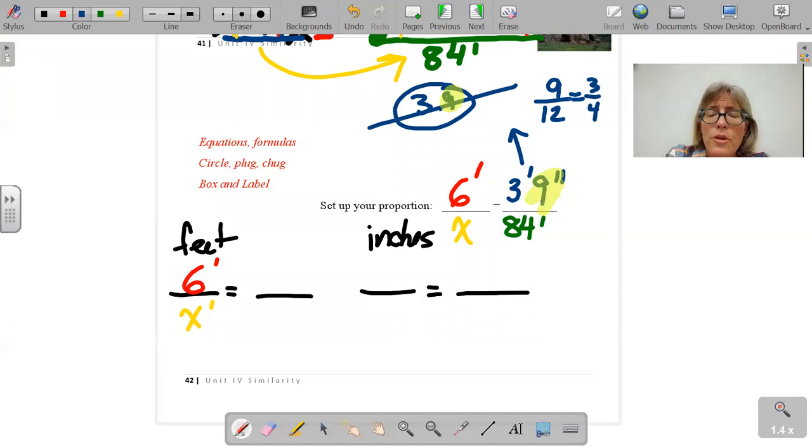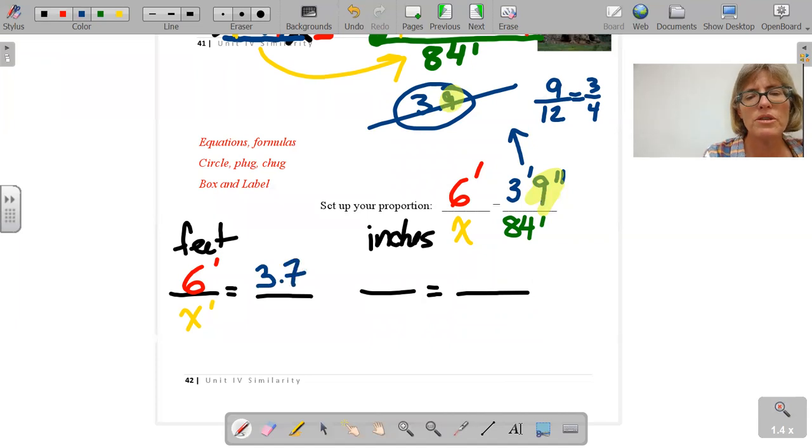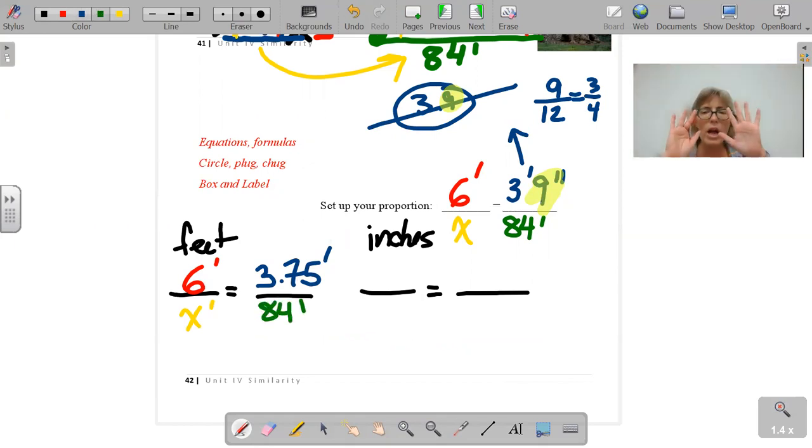Okay, 3 goes into 9 3 times, 3 goes into 12 4 times, and now to convert to a decimal, just think in money. Most of you can easily think in money. So what is 3/4 of a dollar, or 3/4? Most of you think in money, quarters. Now you got it. It is 3.75. Ta-da! There you go. Feet, there's your decimals, and 84 feet. Now you're 100% in feet.